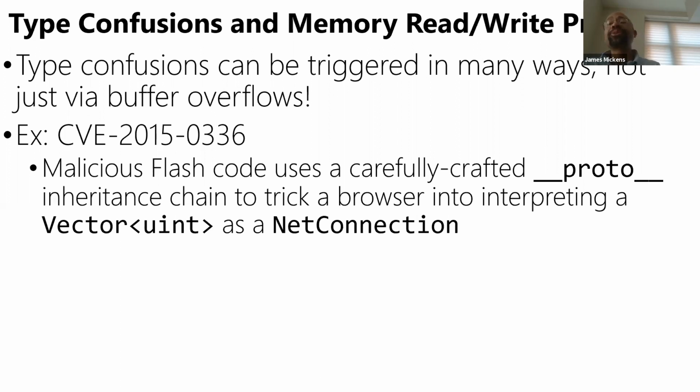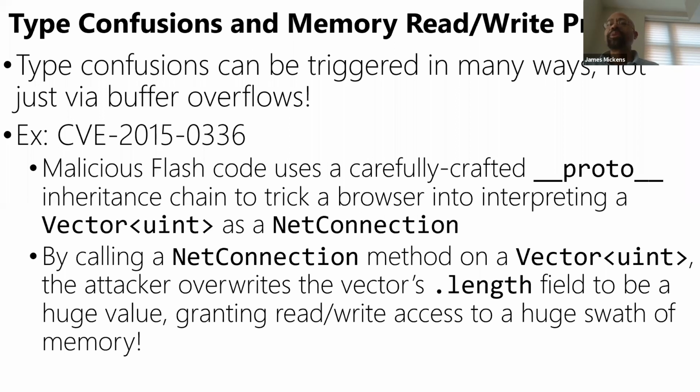So why is that particularly bad? Well, vectors are basically windows into memory, right? You can read and write to a particular offset, and that corresponds to a read or a write to the underlying memory. So in this particular attack, the attacker could call a NetConnection method on this vector, and using this type confusion, the attacker overwrites the vector's .length field. Why is that helpful? Because if you can overwrite the vector's length field to be a ginormous value, then you've essentially defined a ginormous vector, which allows you, the attacker, in your malicious code to read or write to a huge swath of memory.